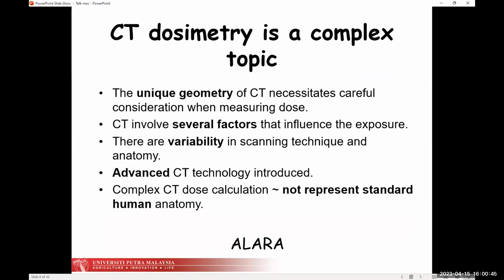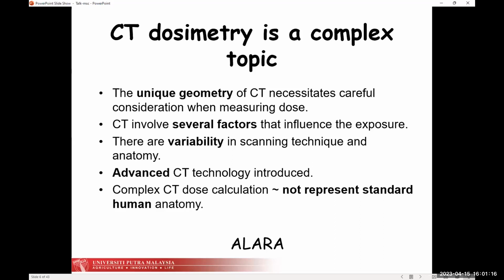It is exposure from multiple projections in continuous rotations along the z-axis. Therefore, it's not the same as two-dimension projections. It involves 3D distributions of exposure. And CT scan also has a number of factors that will influence the exposure. I'm also going to discuss a bit on this in the next slides.